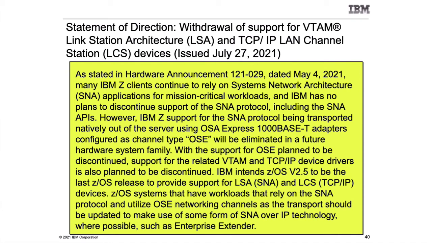I doubt many, if any, of you are using LCS, as it's a very old protocol that's not used much anymore. However, there may be a few of you still using LSA devices. LSA gave you a way to have a native Ethernet capability for SNA. If you have OSE CHPIDs and LSA devices defined today, before you move to the release after 2.5, you will need to pursue an alternative form of connectivity for your SNA traffic, such as Enterprise Extender or TN3270.